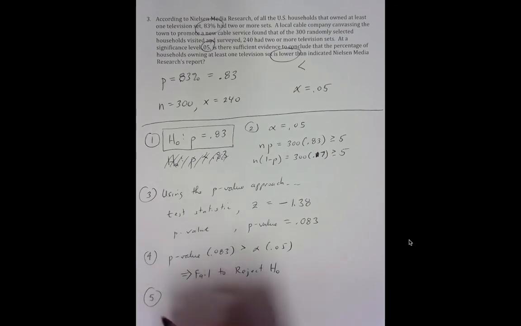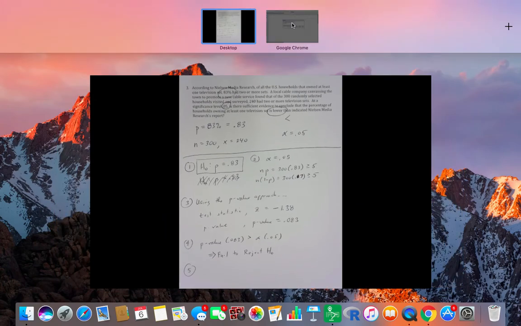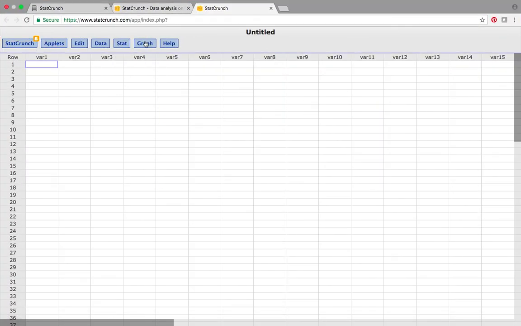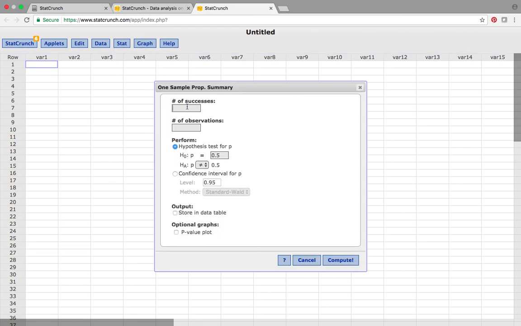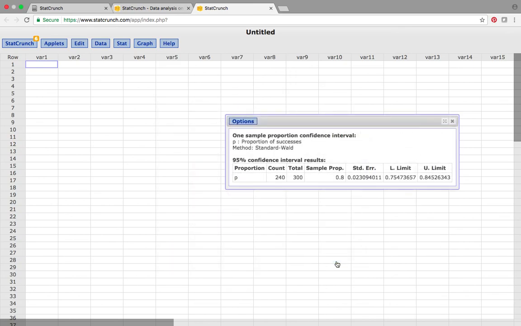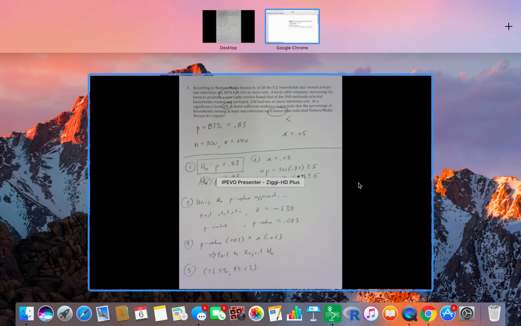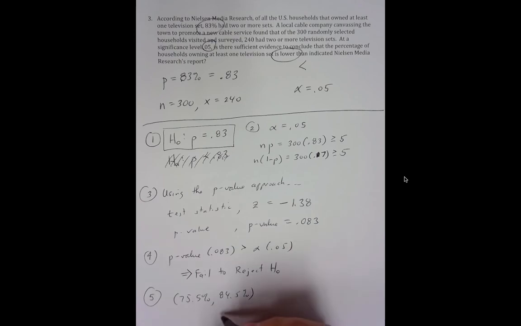Guys, let's calculate a confidence interval, the fifth thing we do. So again, 240 out of 300. Confidence interval, compute. So 75.5% up to 84.5%. Notice that our 83% is contained in this interval.